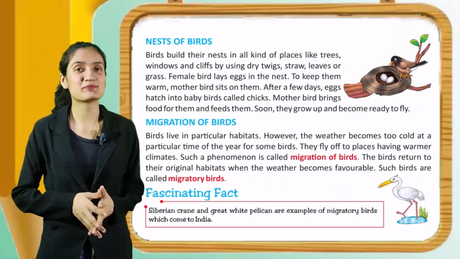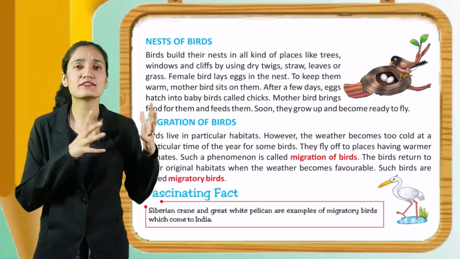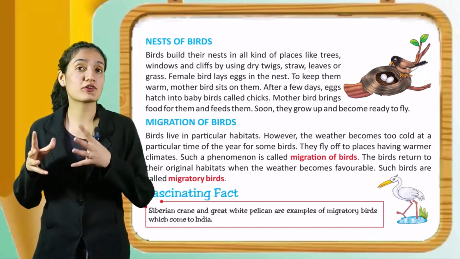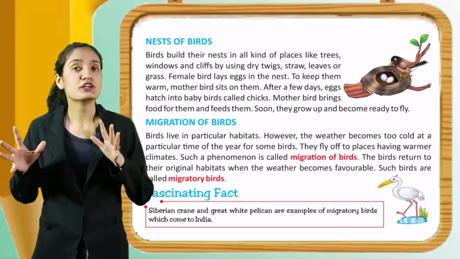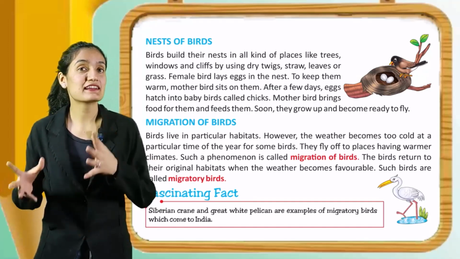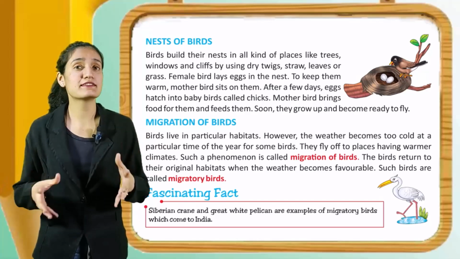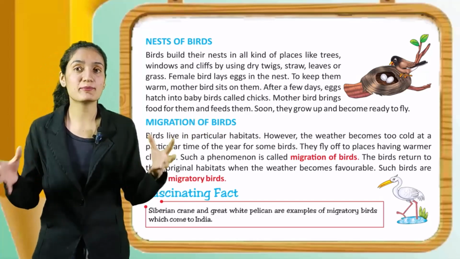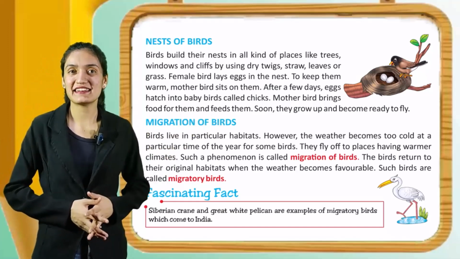Now, nest of birds. Birds build their nest in all kinds of places like trees, windows, and cliffs by using dry twigs, straws, leaves, or grass. Female birds lay eggs in the nest. To keep them warm, mother bird sits on them. After a few days, eggs hatch into baby birds called chicks. Mother bird brings food for them and feeds them. Soon, they grow up and become ready to fly. You can see the eggs in the nest.